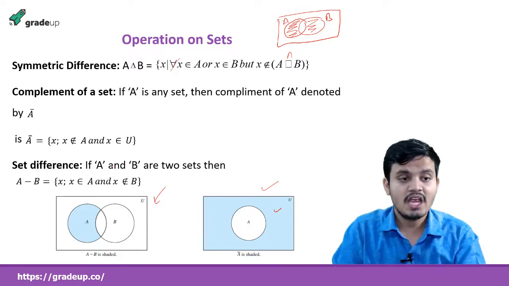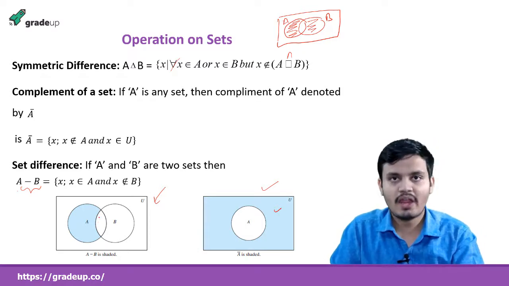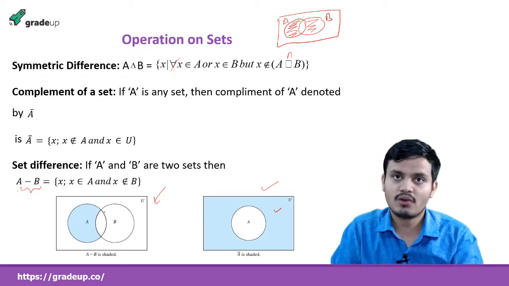Set difference. If A and B are two sets, then A minus B is {X such that X belongs to A and X does not belong to B}. So it is A, and you have to subtract B: you just remove the area which is inside B. So this is A minus B. These are very basic things, but still see them once and quickly, and then go to the higher things.